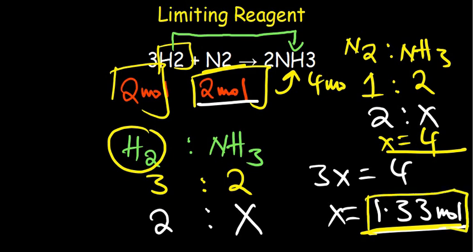Okay. So in the actual sense, if we react 2 moles of hydrogen and 2 moles of nitrogen, what is going to be produced? In case a question asks how much is going to be produced, how many moles of ammonia, we always go for the limiting one. So in this case, the answer would be 1.33 moles of ammonia are going to be produced.